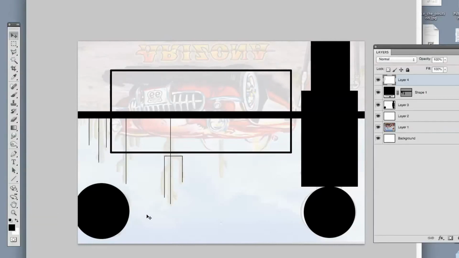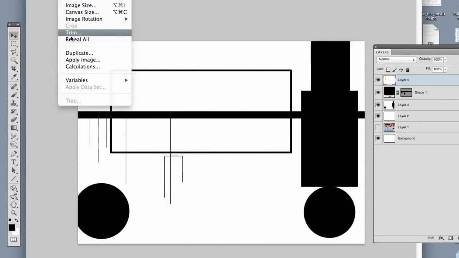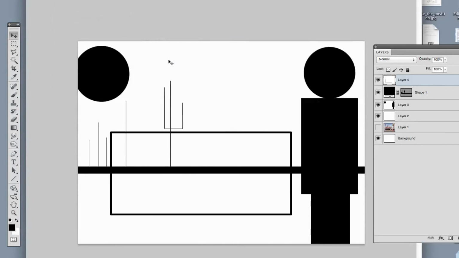Let me pause it for a second. Boy, I really want to see it the way it was. You know, there's part of my brain that says flip it back over. Now watch what I'm going to do. I'm going to hide the photograph and just look now at my composition. And I can't help it. I've got to flip it. I got to flip it back and see it.